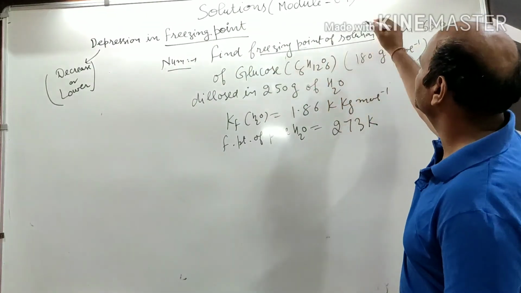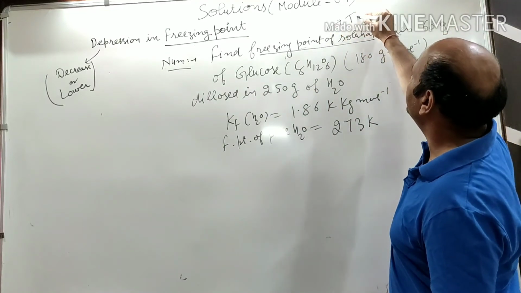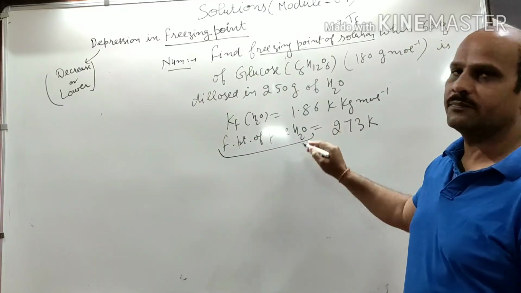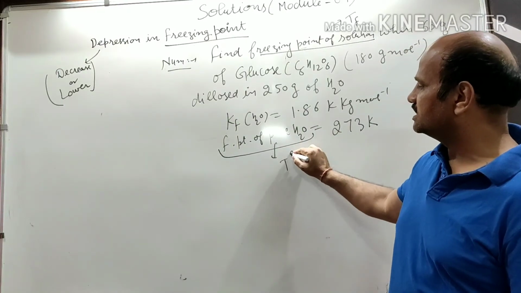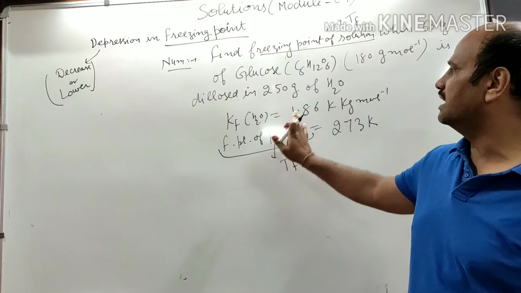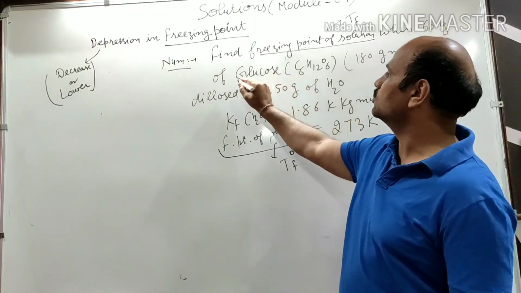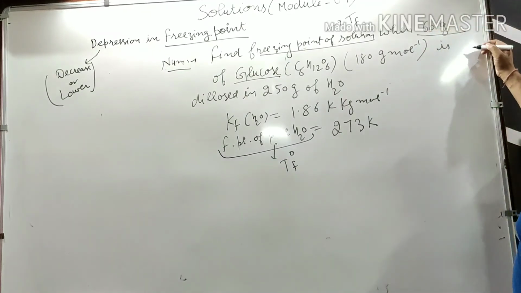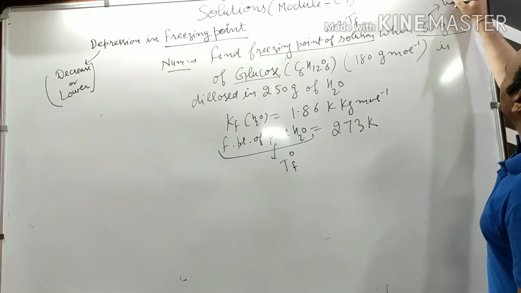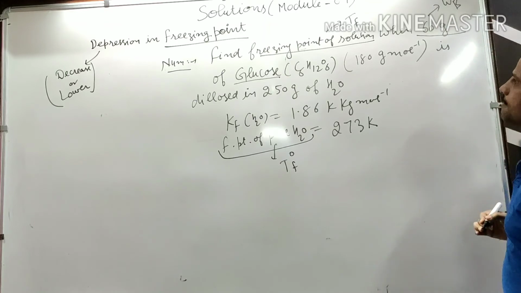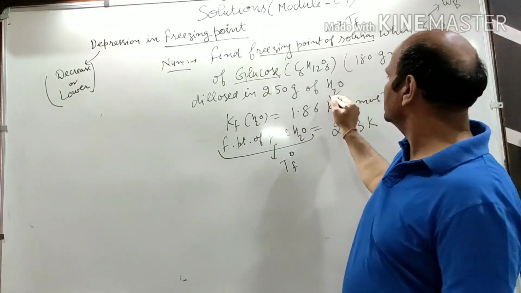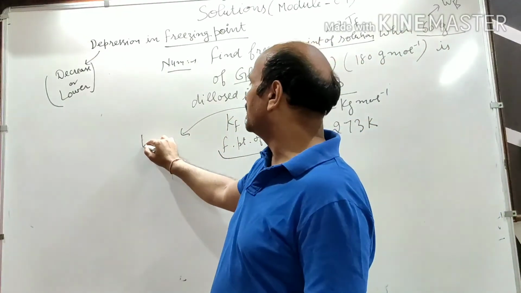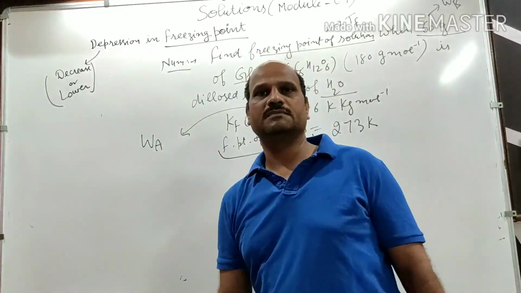Freezing point of solution means you are to calculate Tf. And here, freezing point of pure solvent is also given. That is T naught f is given to you. Kf is given to you. And glucose, you know, is the solute. And mass of this is also given. It means this is mass of solute, WB. And here, this is solvent. And the mass of solvent is also given. That is WA.